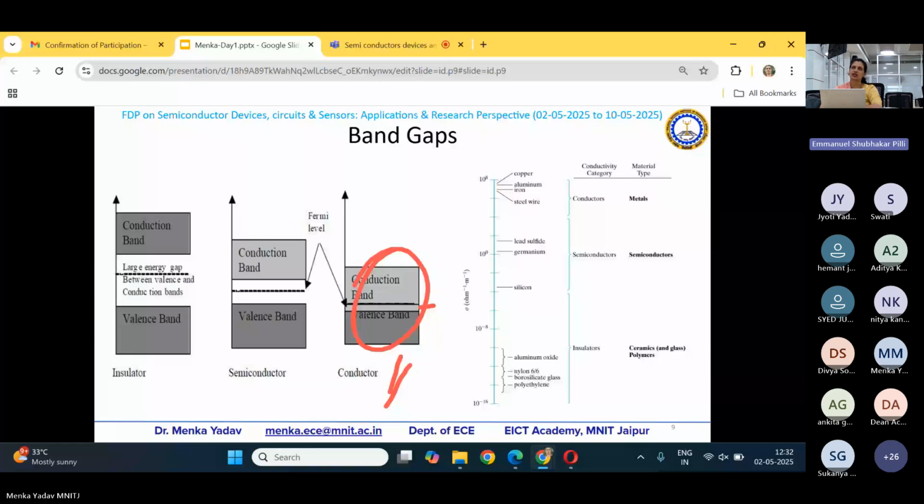Next one is the semiconductor category. In the semiconductor, you can see there is a gap between the valence band and the conduction band levels. And somewhere in the middle of this band gap is what is known as the Fermi level. This one is the Fermi level. And this Fermi level has the probability that 50% of the electrons, 50% of the holes can be found here. That's the probability of finding electrons and holes.